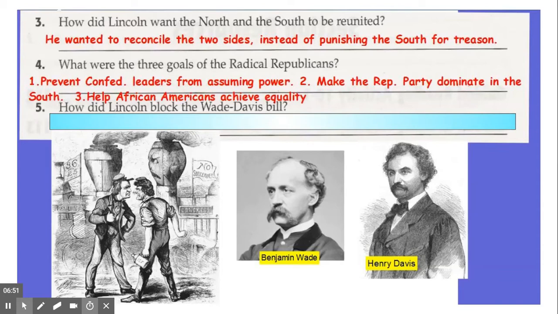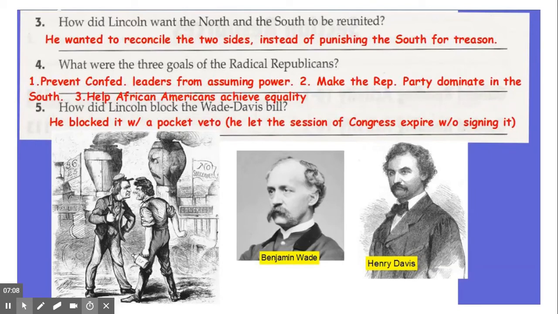They also, if you were a Confederate state, had to reject all the debts that you had acquired under the Confederacy, and they couldn't allow those former Confederate officials or military officers the right to vote or the right to hold any elected offices. Lincoln blocked this bill by using what we call a pocket veto.